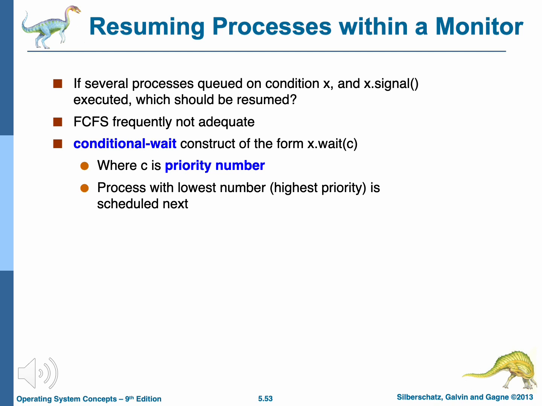In many circumstances, however, such a simple scheduling scheme is not adequate. For this purpose, the conditional wait construct can be used. This construct has the form x.wait(c), where c is an integer expression that is evaluated when the wait operation is executed. The value of c, which is called a priority number, is then stored with the name of the process that is suspended. When x.signal is executed, the process with the smallest priority number is resumed next.